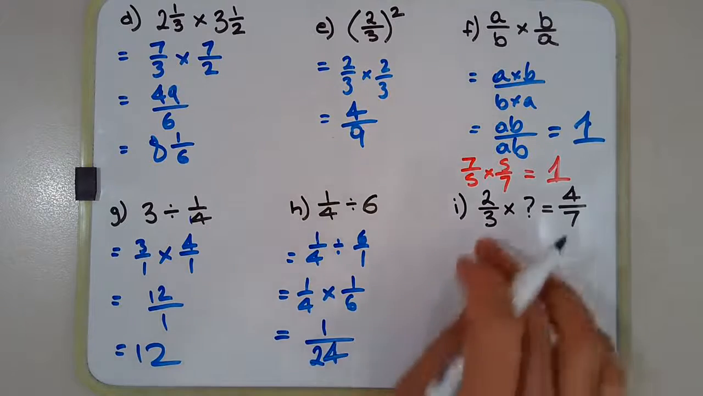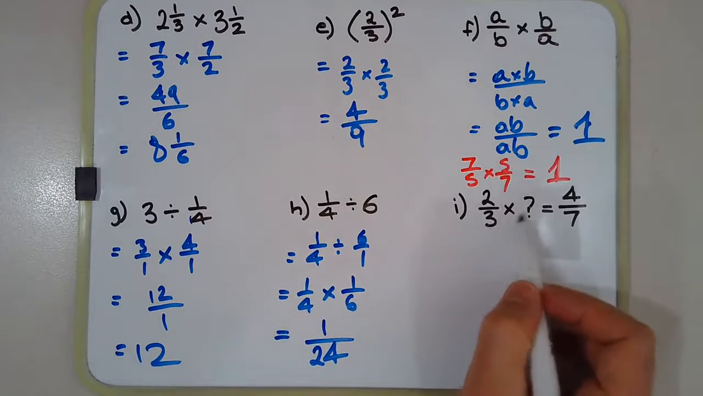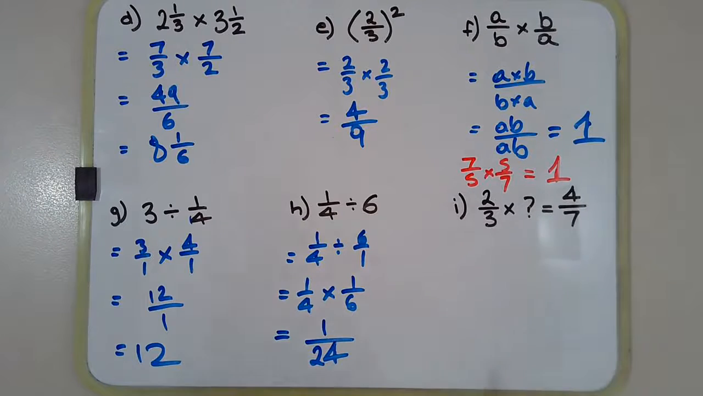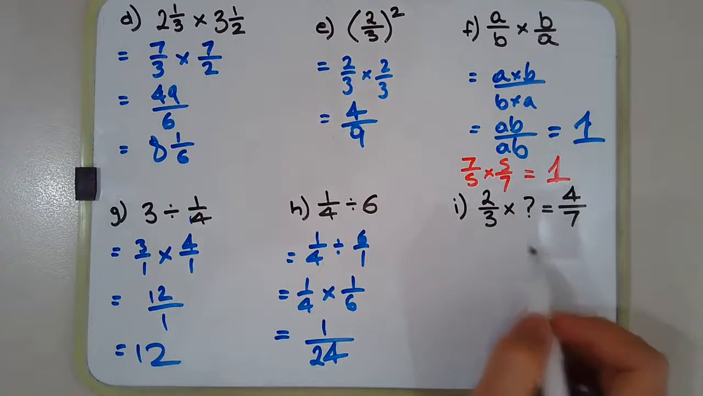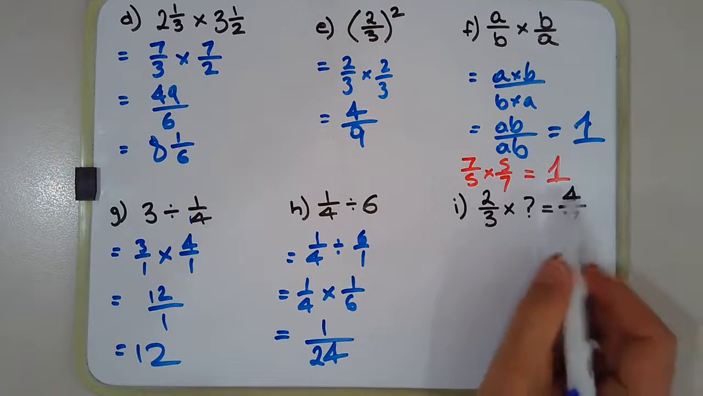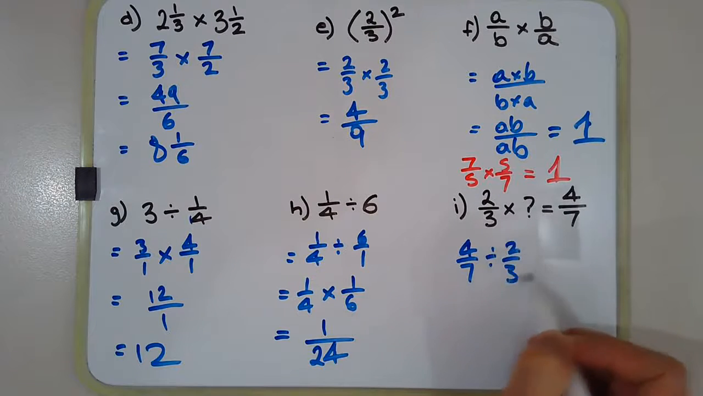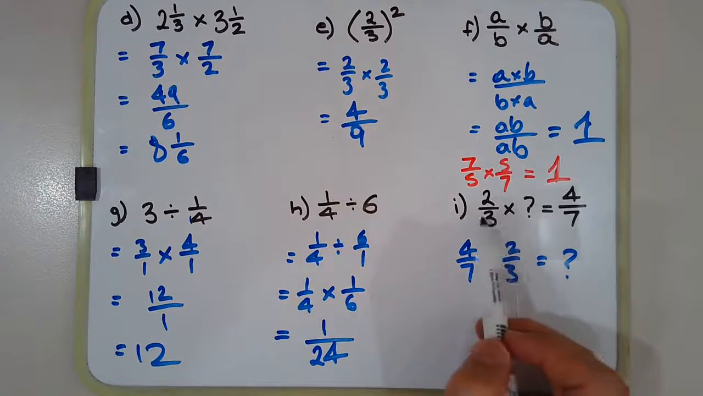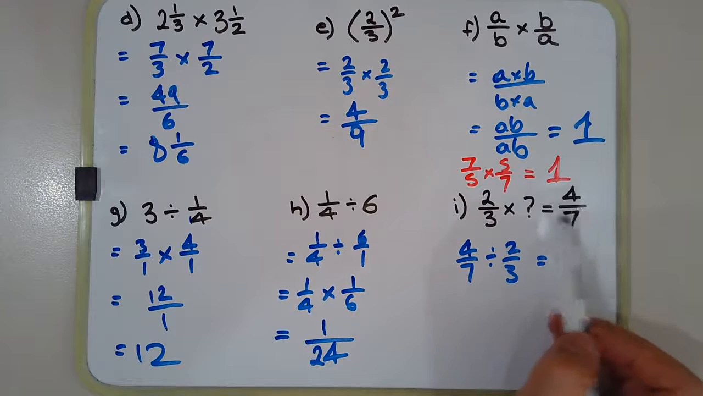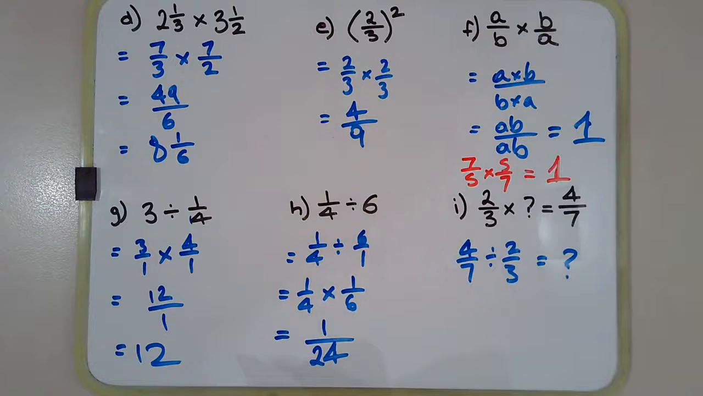Right. Let's have a look at part I. Part I, it's an equation of sorts. 2/3 times question mark equals 4/7. So we need to find what the question mark is. The way we're going to do that is we're going to use some division. If we start off with 4/7 and we divide it by 2/3, that gives us our question mark. So when you have a product, two things being multiplied together to give us an answer, if you take your answer and divide by one of the numbers in the product, you'll get the other term of the product.